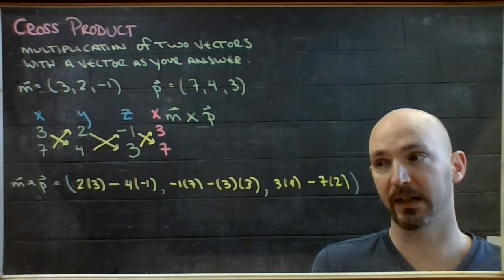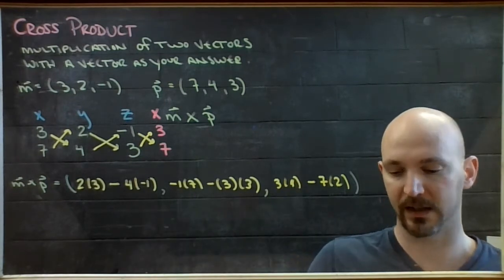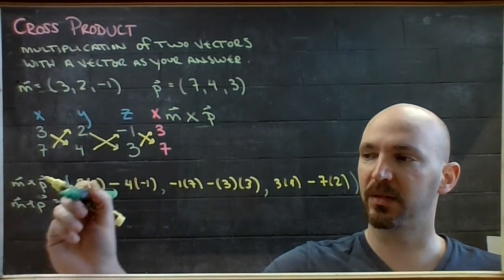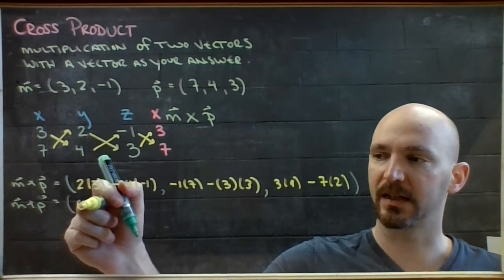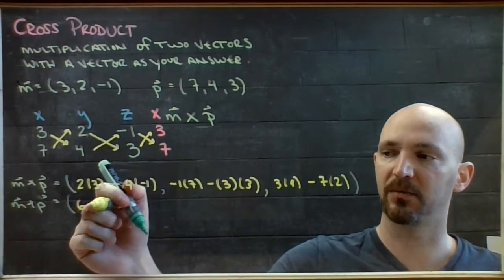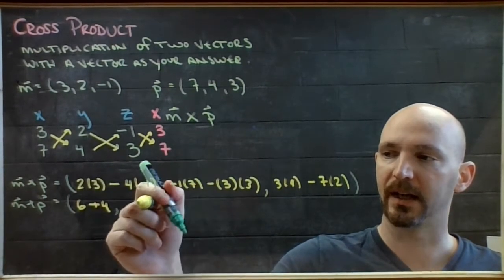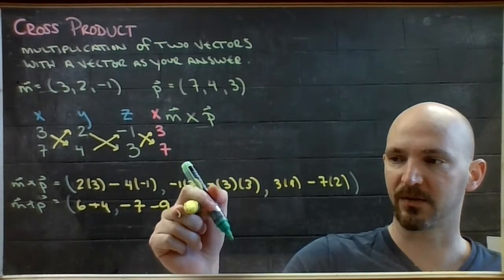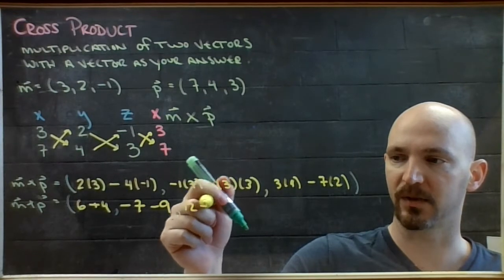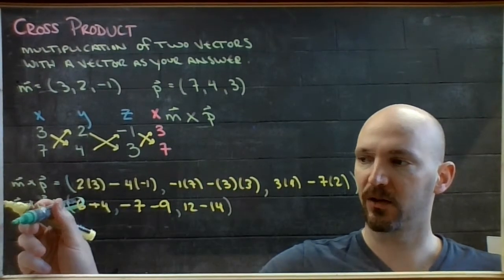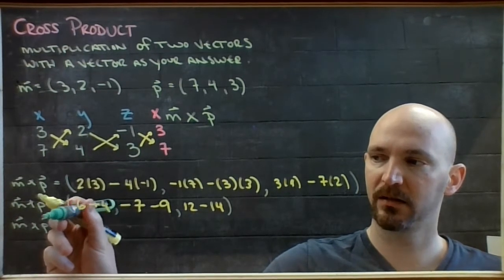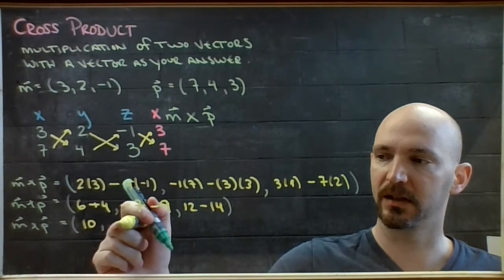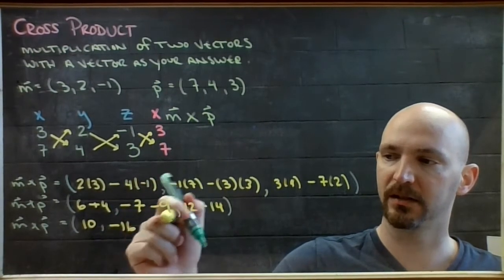So the only thing left is to actually do the calculations and see what I get. So m cross p should be 2 times 3 is 6, -4 times -1 would be +4, so 10. Then -7, -9, so -16. 3 times 4 is 12, 7 times 2 is 14, so -2. So m cross p should be 10, -16, -2.